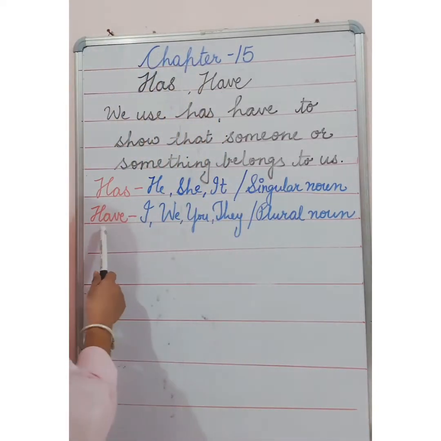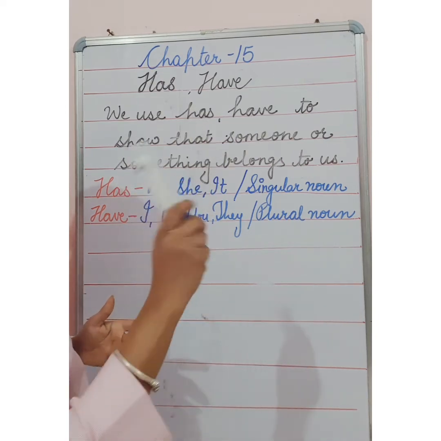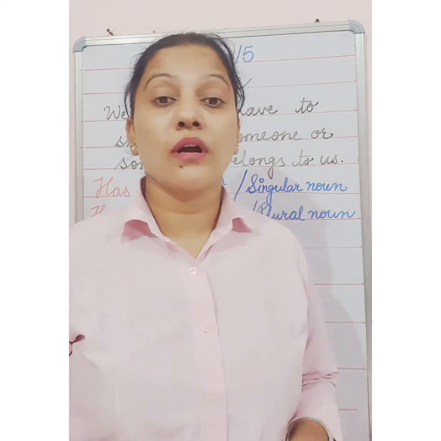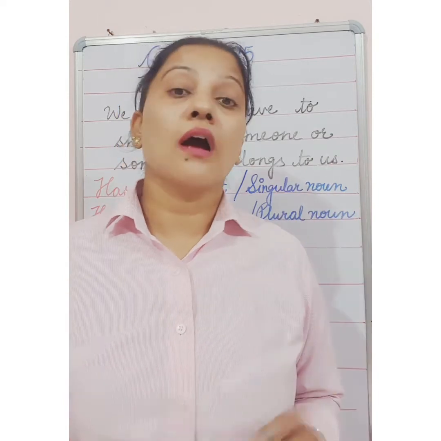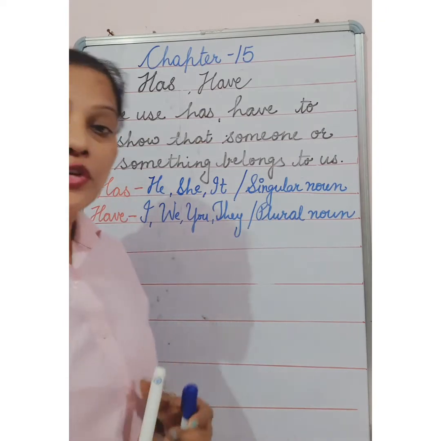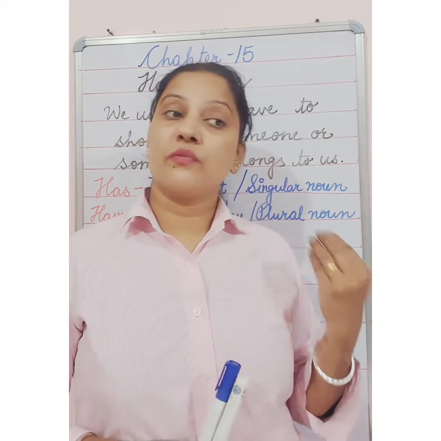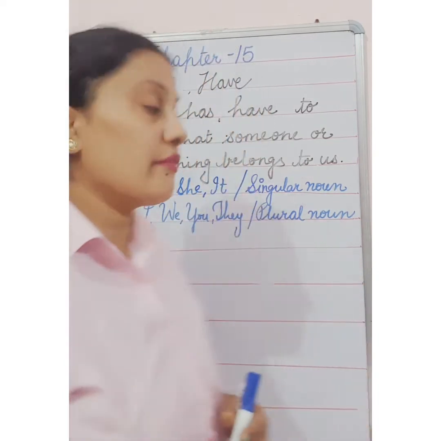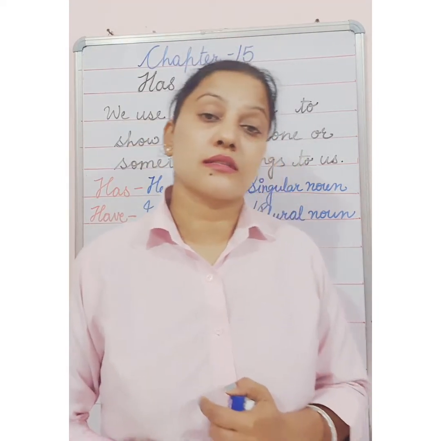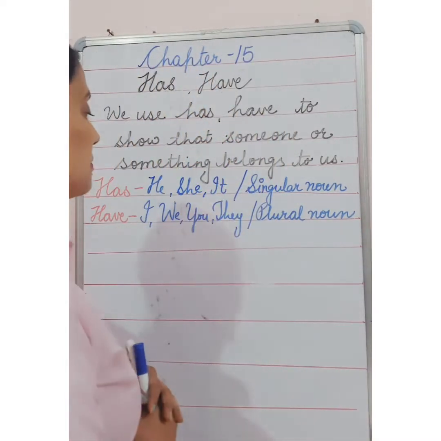And have we use with I. I have 1 marker. I have 2 markers. We have a big car. We have a big house. So with I and we we use have. You have completed your work. You have done your work yourself. You have done very good work. So with you we use have. They have completed their home task. They have finished their lunch. So with they we use have.